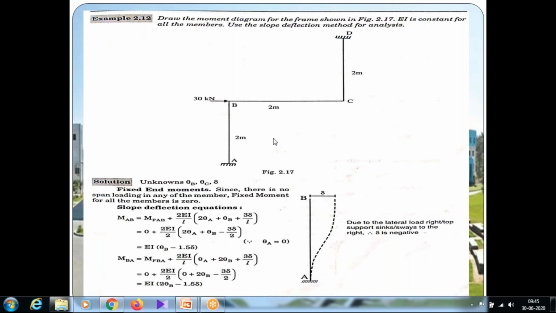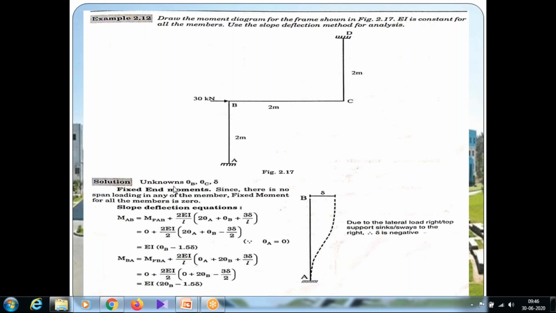What is the first step in the slope deflection method? Calculation of fixed end moments. The fixed end moment formula depends upon the loading conditions in the frame. In spans AB, BC, and CD we don't have any loads. Only one load we have, and that is at a joint only. Therefore, the fixed end moments will be 0. Since there is no span loading in any of the members, MFAB, MFBA, MFBC, MFCB, MFCD, MFDC are all 0 only.